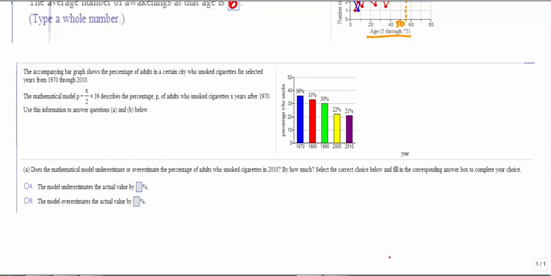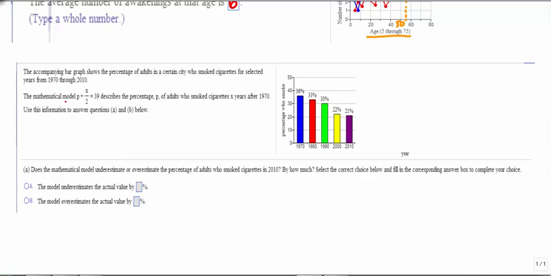For this next problem, go ahead and pause the video and read through the question so you thoroughly understand what is being asked, because a lot of times we just look at a problem and want to come up with a solution right away, but it's important to read through everything. So for this one, this bar graph on the right hand side is talking about the percentage of adults in a certain city who smoke cigarettes for selected years from 1970 through 2010.